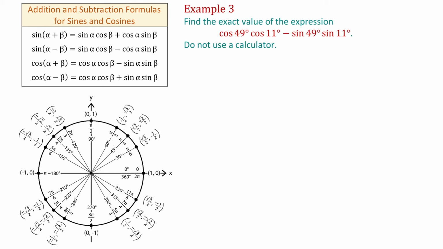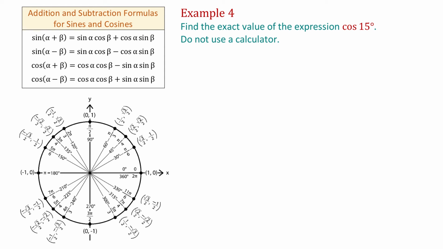And this is cosine of alpha plus beta equals cosine of alpha cosine of beta minus sine of alpha sine of beta. Then according to this formula, we can write the given expression as cosine of 49 degrees plus 11 degrees. This makes cosine of 60 degrees, and from the unit circle, cosine of 60 degrees is 1/2. So the exact value of this expression is 1/2.